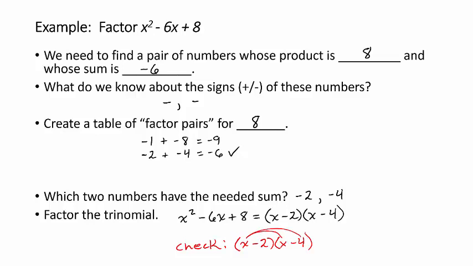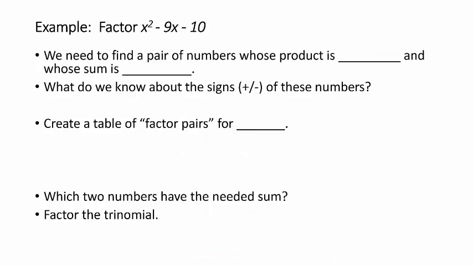X times x is x squared. X times negative 4 is minus 4x. Negative 2 times x is minus 2x. And negative 2 times negative 4 is positive 8. So we end up with x squared minus 6x plus 8, which is the expression we were originally given. All right, so hopefully we're getting the hang of this. So this is one more example where the signs are a little bit different.